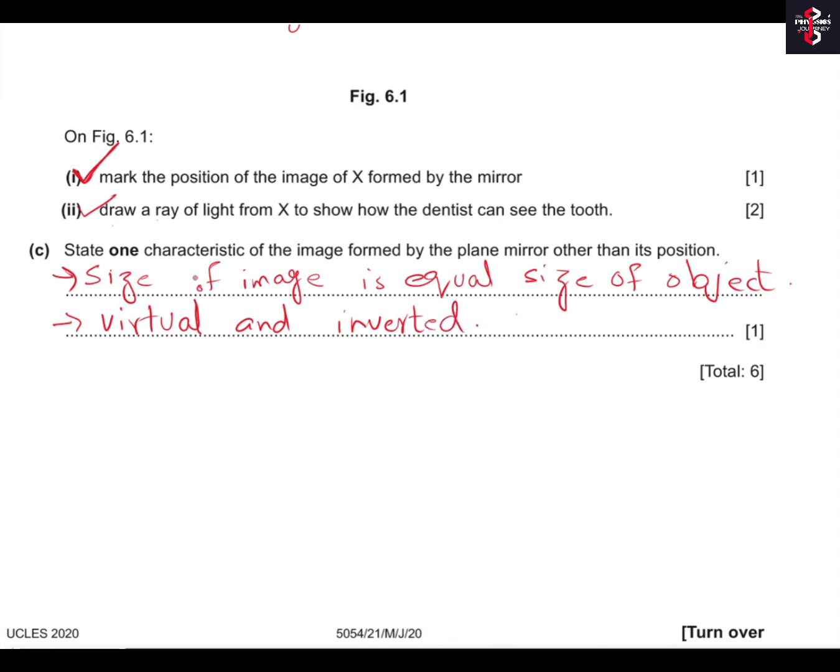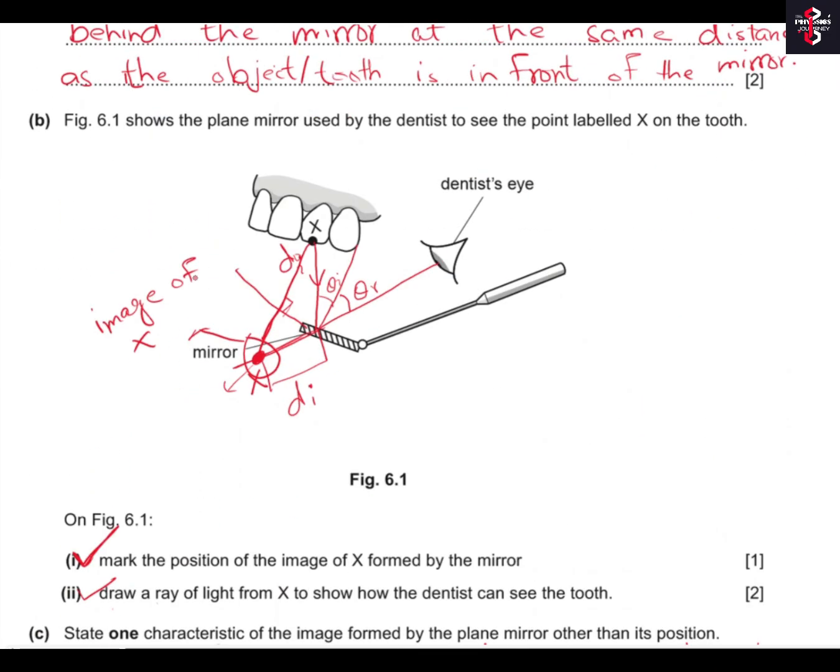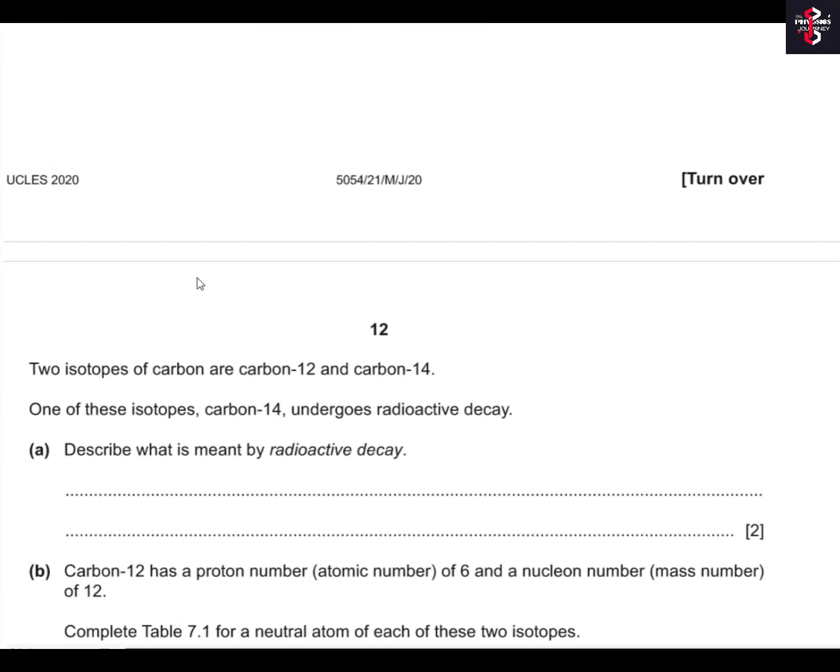So this is the whole question regarding geometrical optics. It comprises 6 marks. So just by stating the position, making a ray diagram, and stating a characteristic of the image, you will get 6 marks.